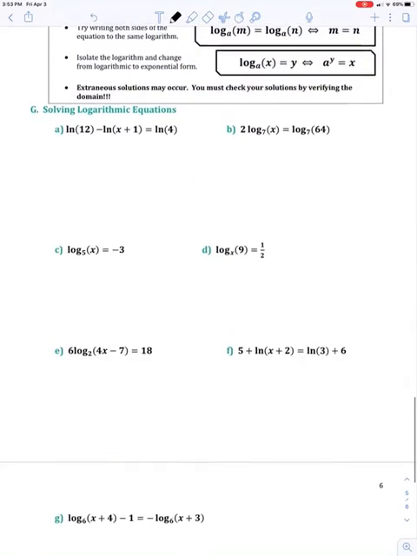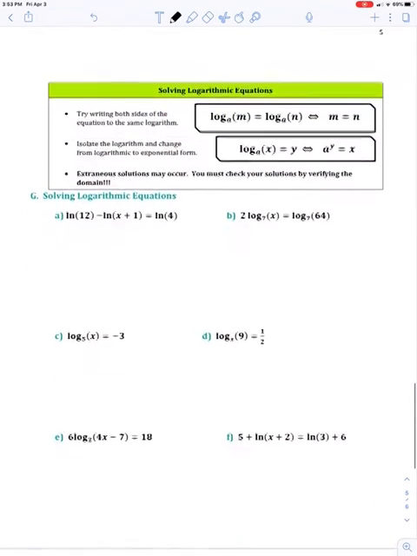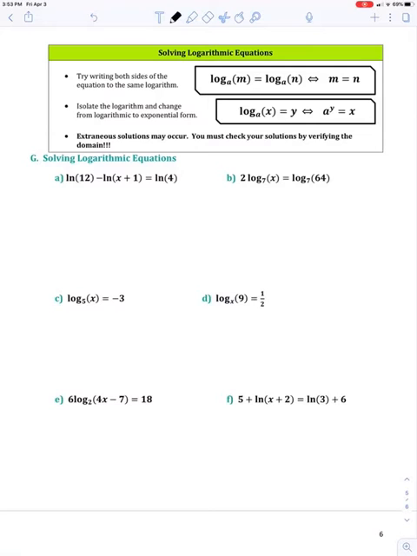Let's talk about solving logarithmic equations. All right, let's go ahead and solve a couple here. And this next example here in G wants us to solve for x. Now, there's a couple properties, a couple of different rules we're going to think about.